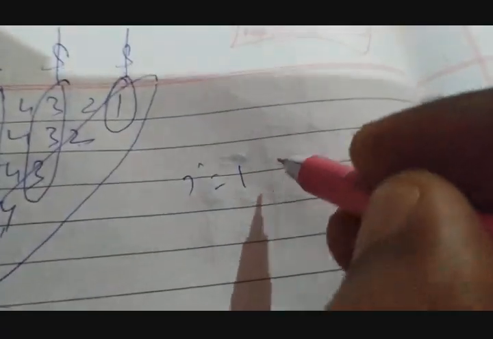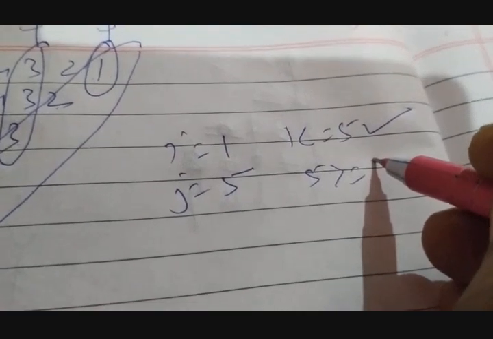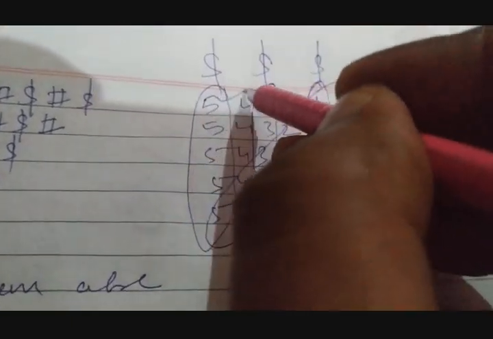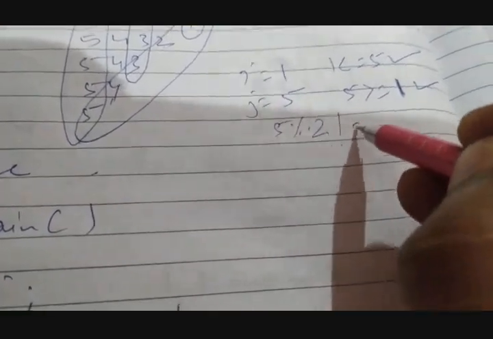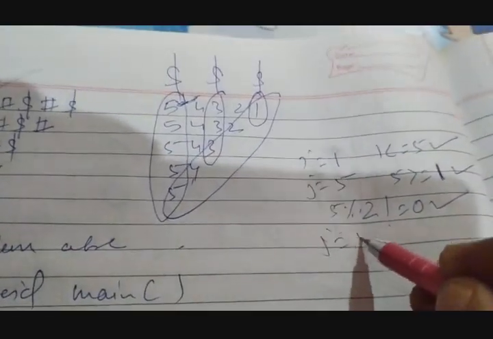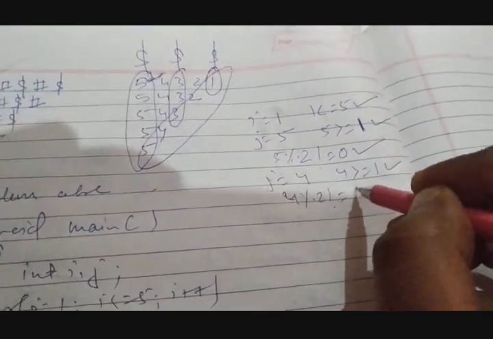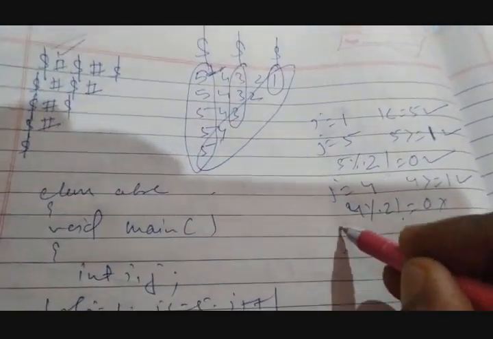I equals 1. 1 is less than or equal to 5, true. j starts with 5. Now 5 is greater than or equal to i, which is 1. True, so it prints. Checked again: 5 mod 2 not equals to 0, true, so prints dollar. Then j changes to 4. 4 is greater than or equal to 1. 4 mod 2 not equals to 0 is false, goes to else, prints a hash.